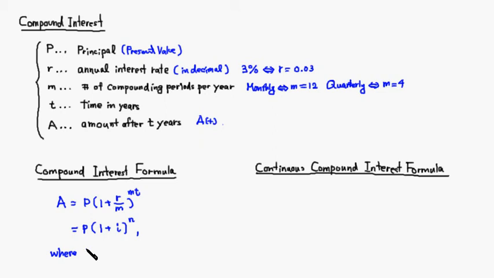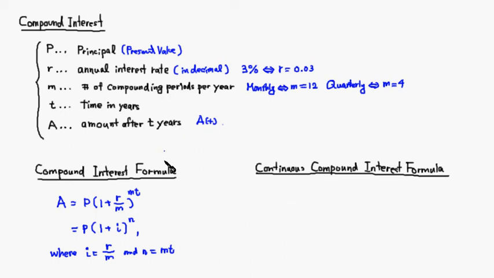Here I is simply the interest rate per period, which just means take the annual rate and divide by the number of compounding periods per year. And N is just the total number of compounding periods, which is equivalent to M times T. And the second formula is the continuous compound interest formula.